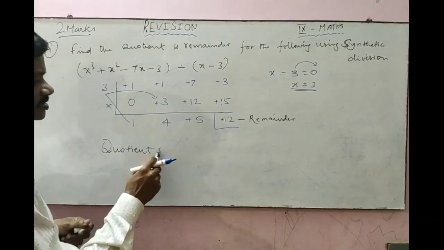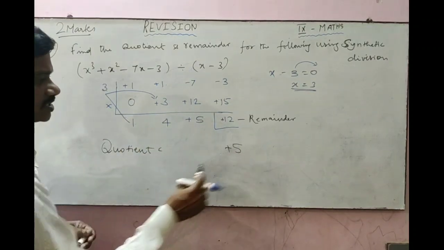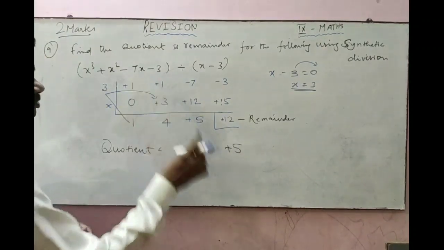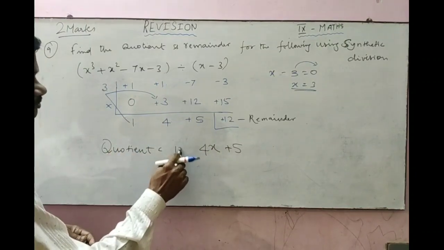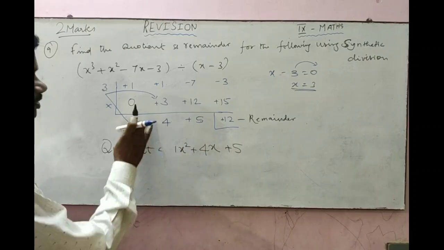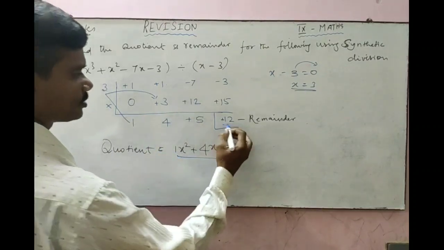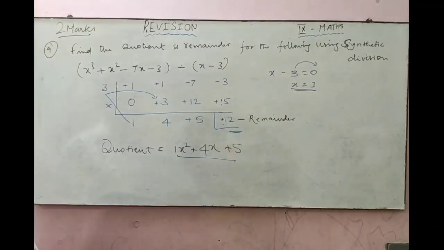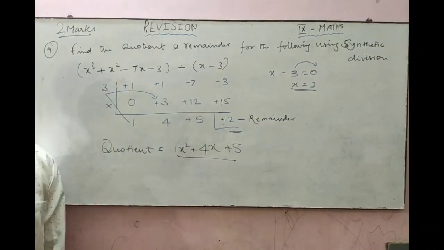The quotient is here 1. This is the last term, which is taken as constant. அதுக்கு முன்னாடி term என்ன இருக்கும்? X term இருக்கும். So அப்போ 4x. இங்க என்ன இருக்கும்? X square. 1x square. இப்போ எந்த சைனுமே இல்லை, அதனால பிளஸ். So this is the quotient and this is the remainder. So that's all. This is a way of doing the synthetic division and get the value of remainder and the quotient.